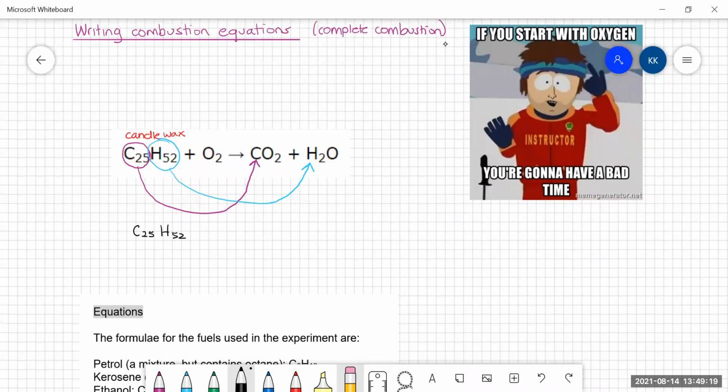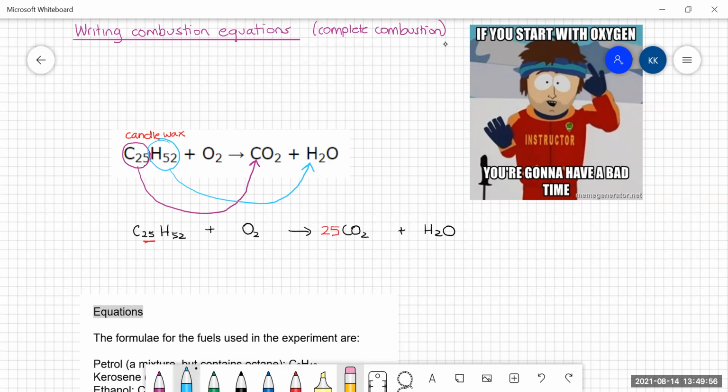It's hard to believe a molecule could be that large, but they actually come much larger than that. I know it's reacting with oxygen because combustion means reacting with oxygen. Because it's complete combustion, I know that my products are carbon dioxide and water. I know that I have 25 carbons in the candle wax, and all of them have to go into the carbon dioxide. And because there's only one carbon in carbon dioxide, that means I must need 25 CO2s.